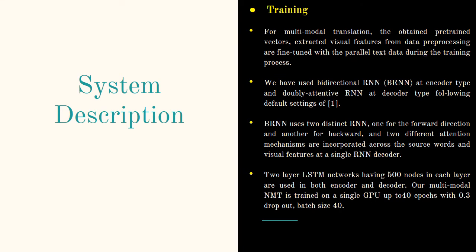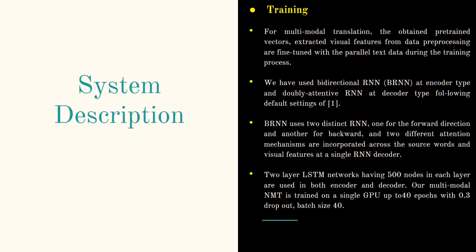In the training phase, in multimodal translation we utilized the pre-trained vectors and extracted visual features from data processing, and fine-tuned with parallel text data. We have used a bidirectional RNN as the encoder type and a doubly attentive RNN as the decoder type, following the default settings of RNN in paper number 1.